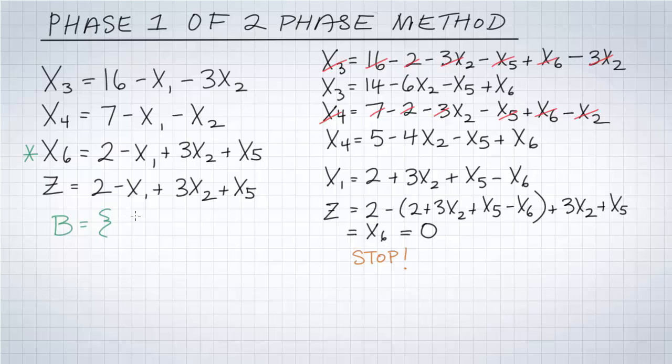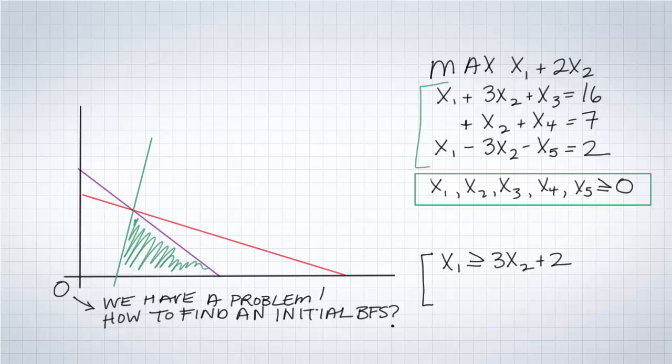So the basic variables are x1, x3, and x4. And the non-basic variables are x2 and x5. We can forget all about x6. It was an artificial variable.